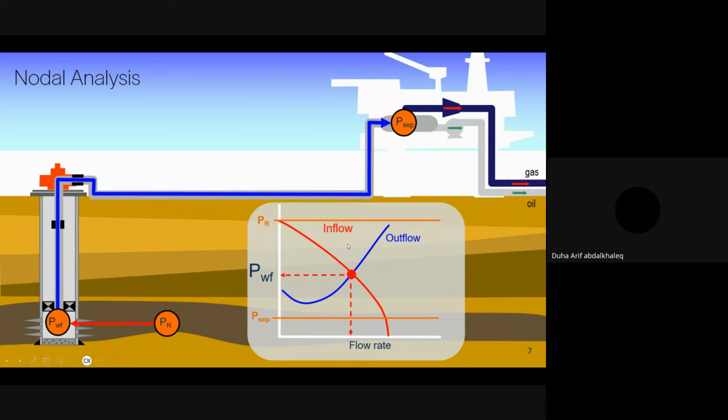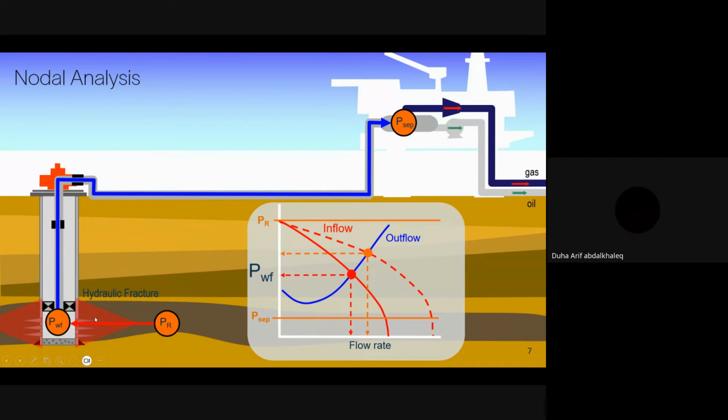Okay, so if I want to increase the production from this well, what can I do? I can, for example, reduce the skin factor. As I mentioned, skin factor is damage in this area.